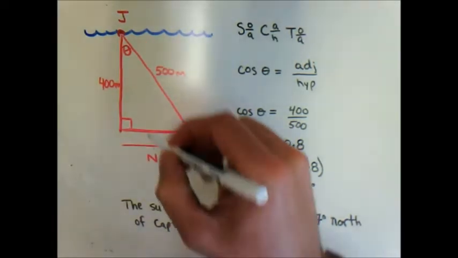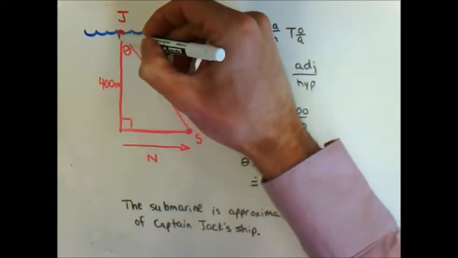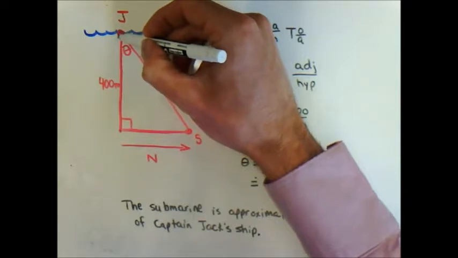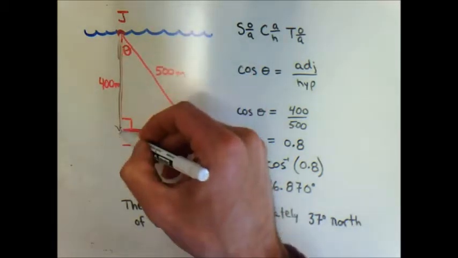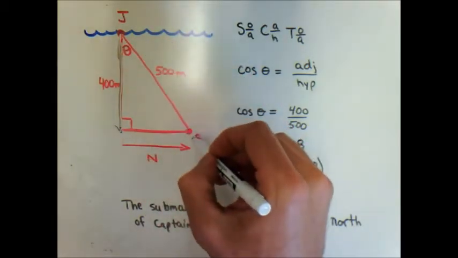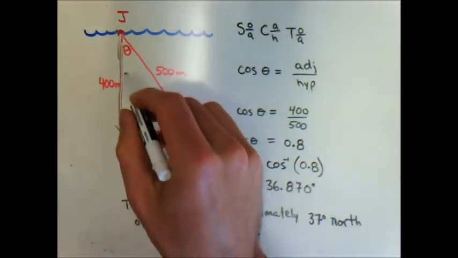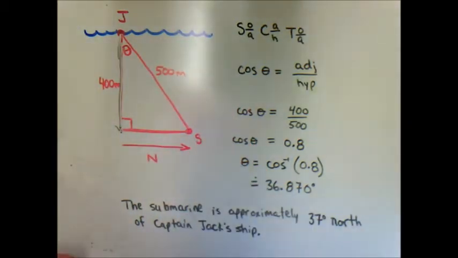And that is with respect to the line that is drawn from Jack's ship down to the bottom of the sea. So with respect to that line, the submarine is approximately 37 degrees north of Captain Jack.